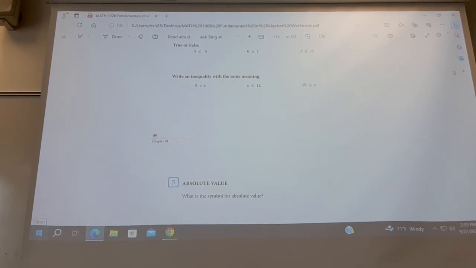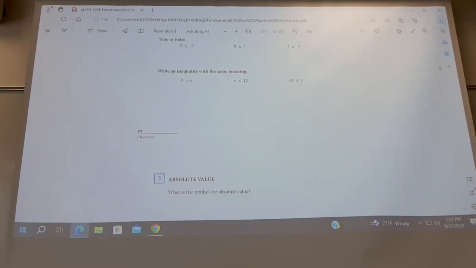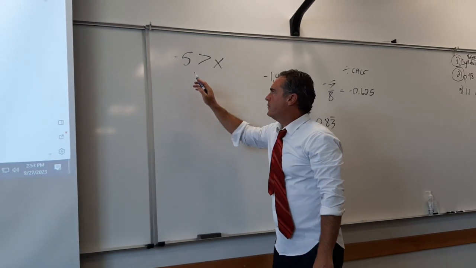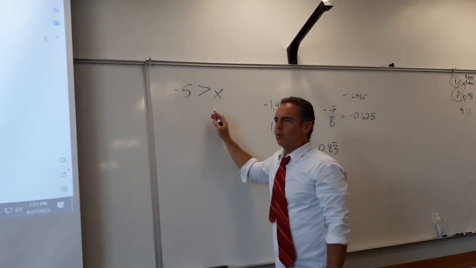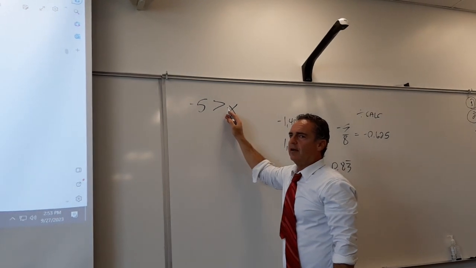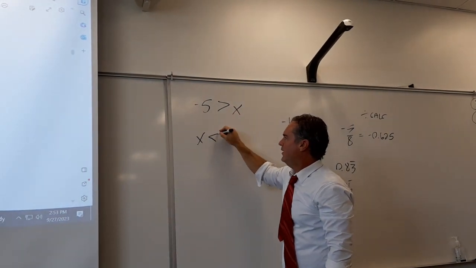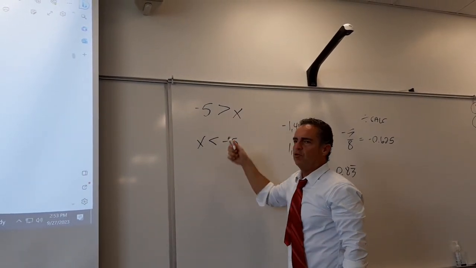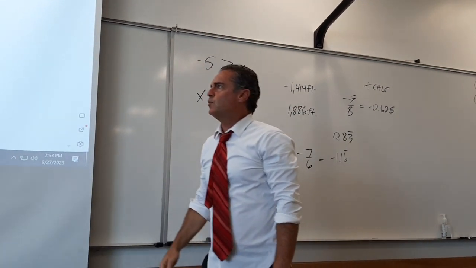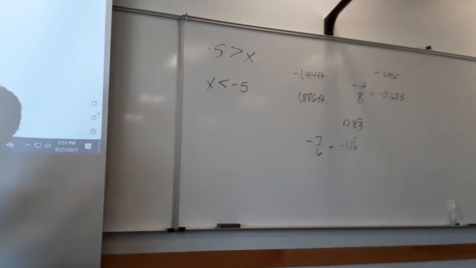I'm going to help you do this first one. Negative 5 is more than x. Really interesting here. We read from left to right, but if we read backwards, x is on the more than or less than side. So x is less than negative 5. These two are the same statement. Okay? So let's do the next one together.